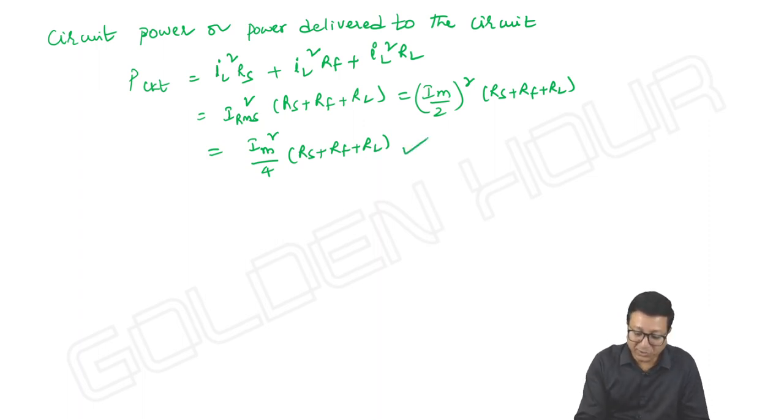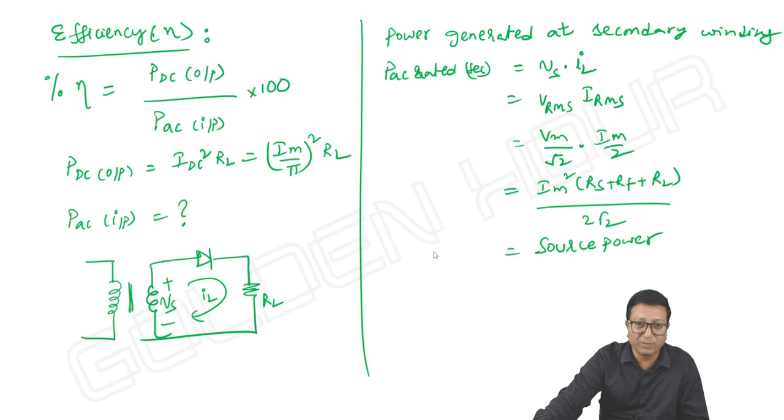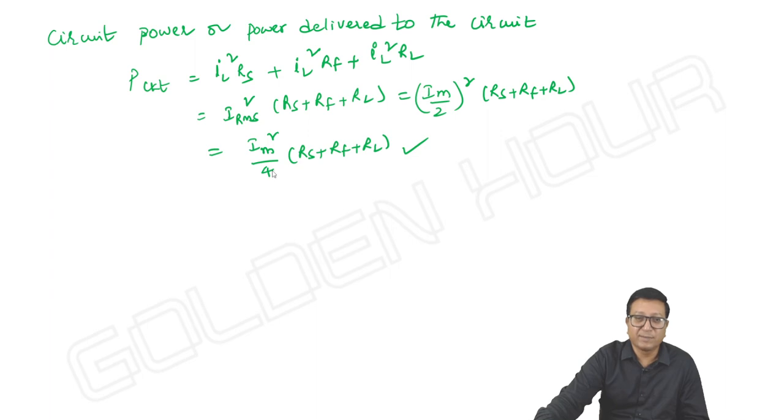Is this circuit power equal to the source power? No. The numerator is the same, but here the denominator is 2 root 2, and here the denominator is 4. Okay. Generally, what do you expect?